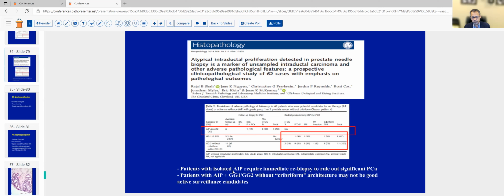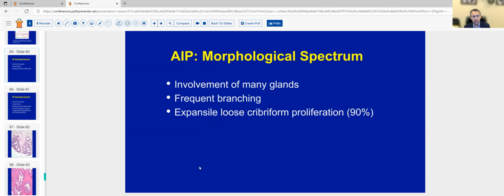rebiopsy to rule out significant prostate cancer, because many of these patients on repeat biopsy would have clinically significant prostate cancer. And patients with AIP showing grade group 1 or grade group 2 without cribriform architecture, meaning no intraductal carcinoma or cribriform pattern 4, are not good candidates for active surveillance.